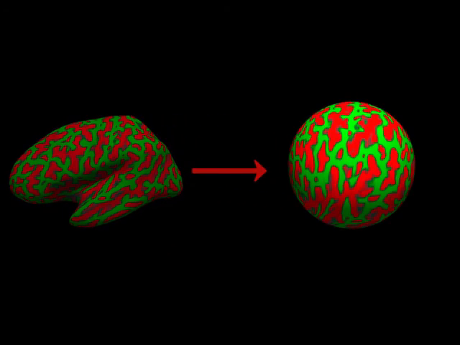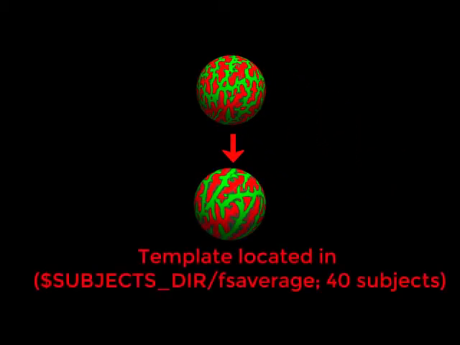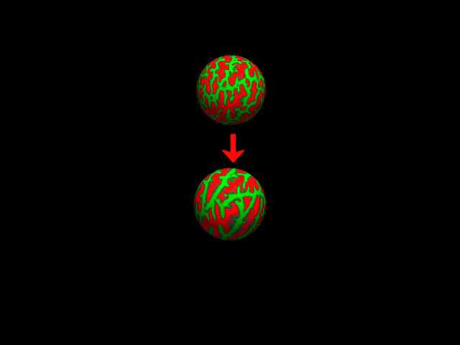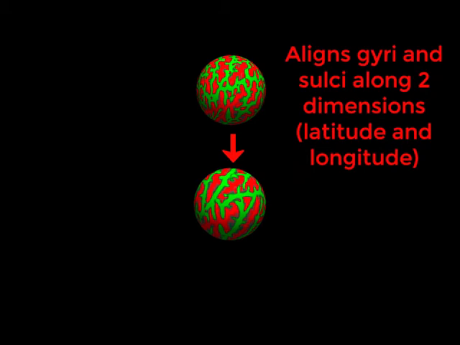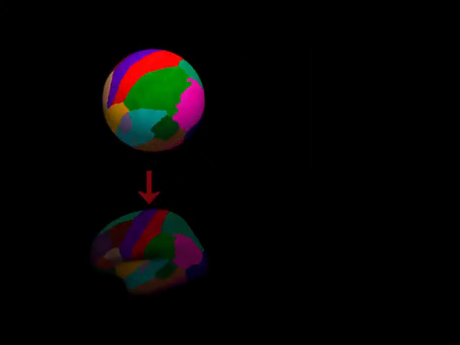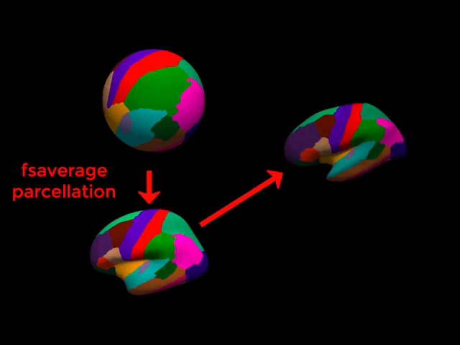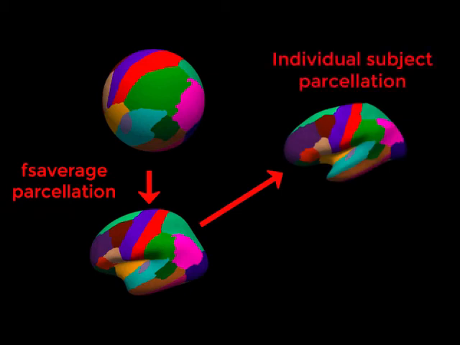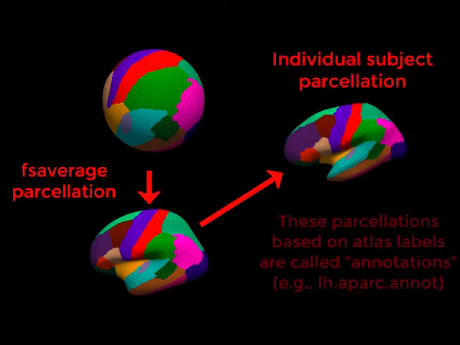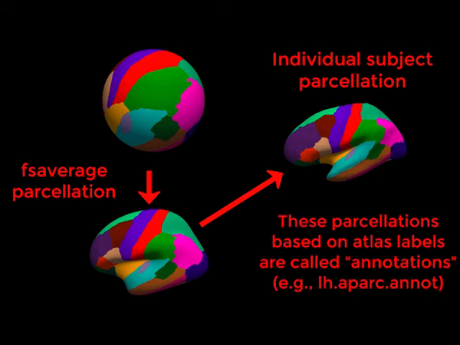It gets further inflated into a sphere because we need this for inter-subject registration. This puts them all into the same space with this template located in FS average that I pointed out before. And it aligns the gyri and the sulci along 2 dimensions, latitude and longitude. You can think of these as like planets that are being aligned along hills and valleys. This is then parcellated based on an atlas, and then mapped back onto each individual surface.